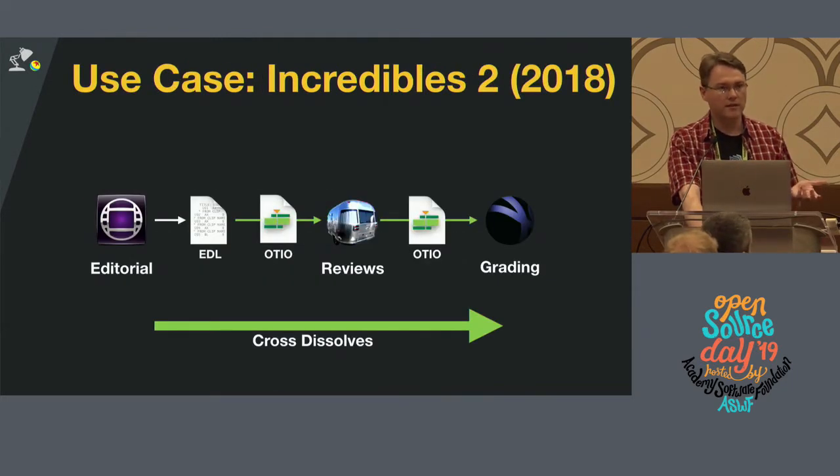To highlight the evolution, we started in the Incredibles 2 era, exporting EDLs, converting that to OTIO, and running that through our review system and onto our grading system. This allowed us to improve that pipeline and actually pass cross-dissolve information that previously was not supported in our pipeline, but we could carry that through OTIO.